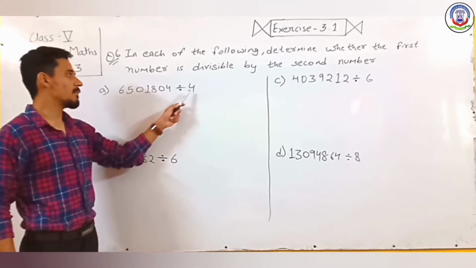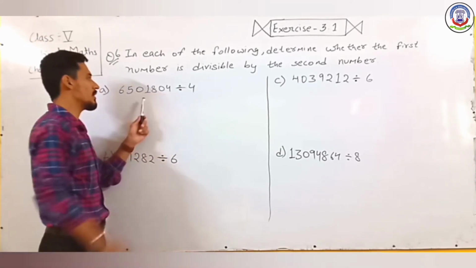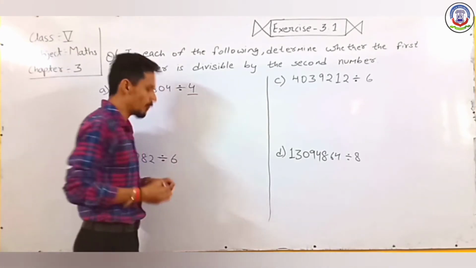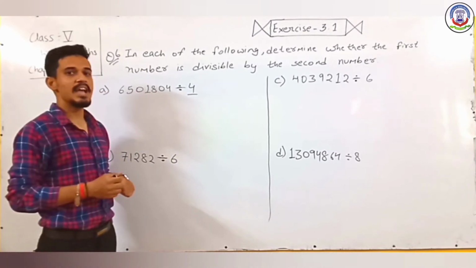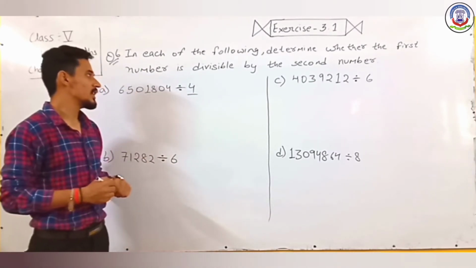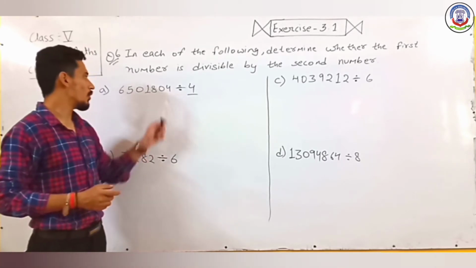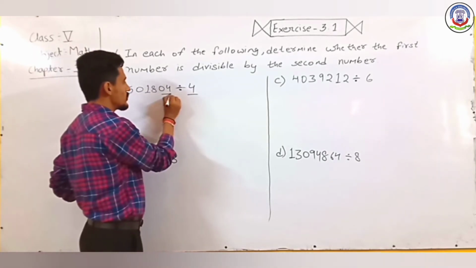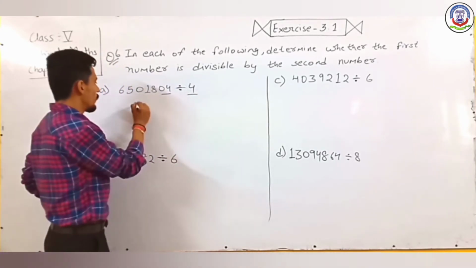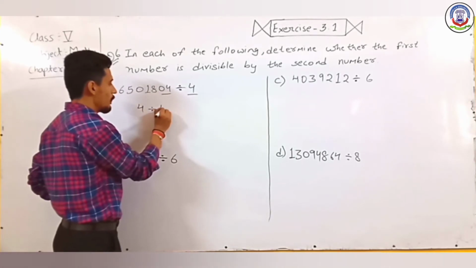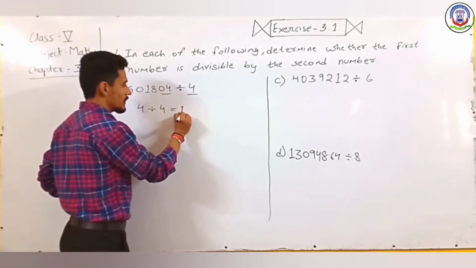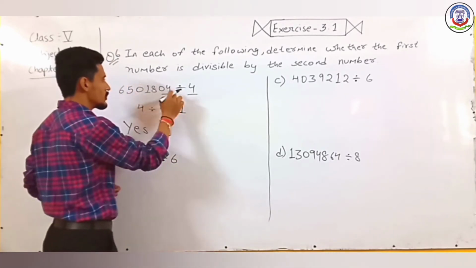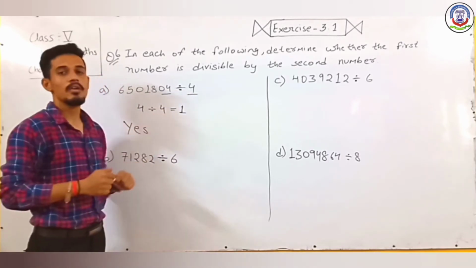65,01,804 divided by 4. So it is the first number and it is the second number. So we know the divisibility rule of 4, that ones and tens, that is last two digits, is divisible by 4, so the original number is divisible by 4. So we have last two digits 04, that is 4 divided by 4, that is 1. So there is no remainder, so we write yes, this original number is divisible by 4.